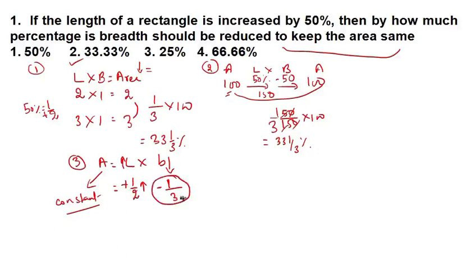1 by 3 means, in percentage form, if you want to convert 1 by 3 into percentage, then you will get 33 1 by 3% again. For this particular question, I would suggest you just use this method.